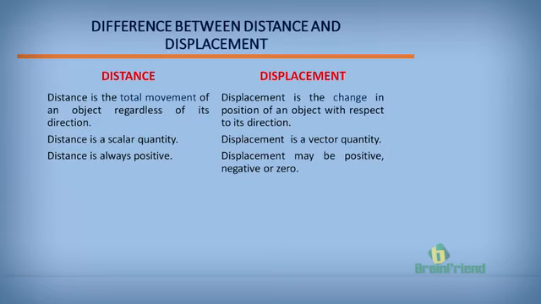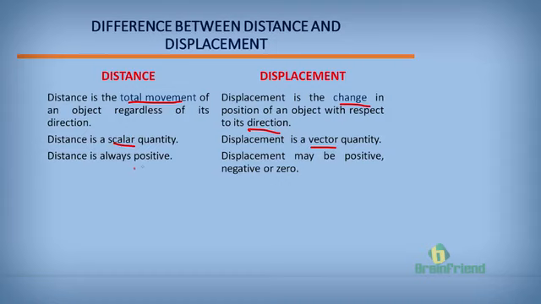And then we are going to look at some subtle differences between distance and displacement. We said distance is the total movement of an object regardless of its direction. But displacement is the change in position of an object with respect to its direction. In displacement, we always want to know where it went and what is the direction it took. And it's also the shortest route from the origin to the final position. We said distance is a scalar quantity, while displacement is a vector quantity. It takes direction into consideration.